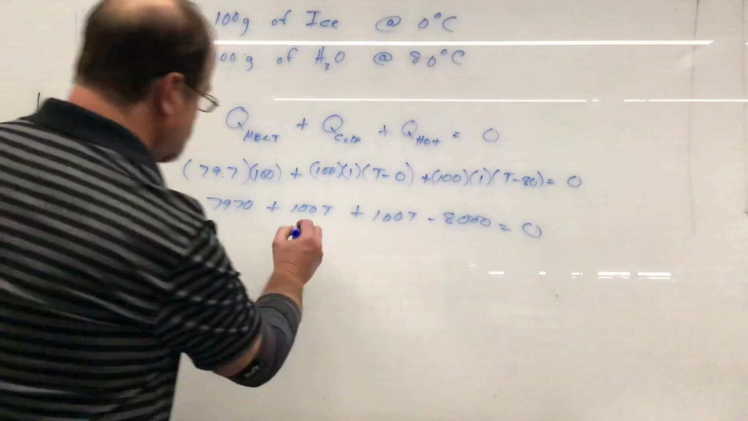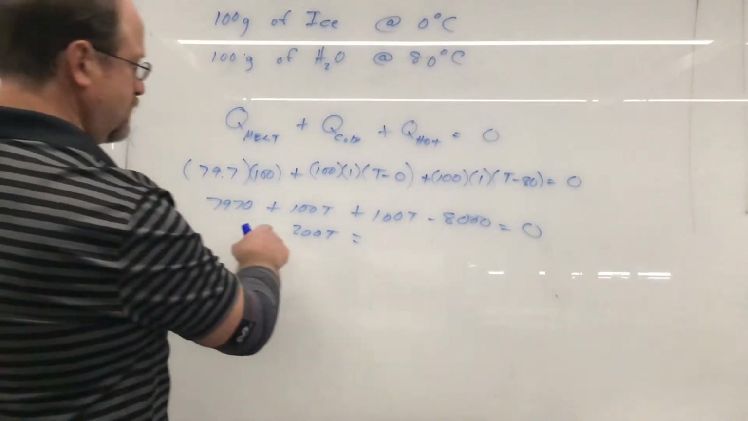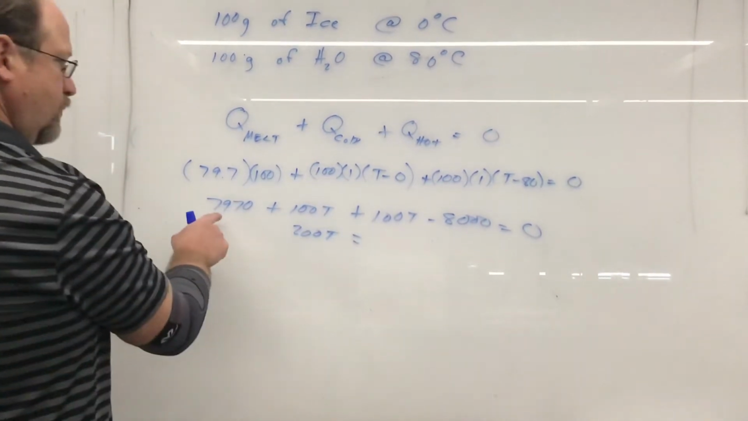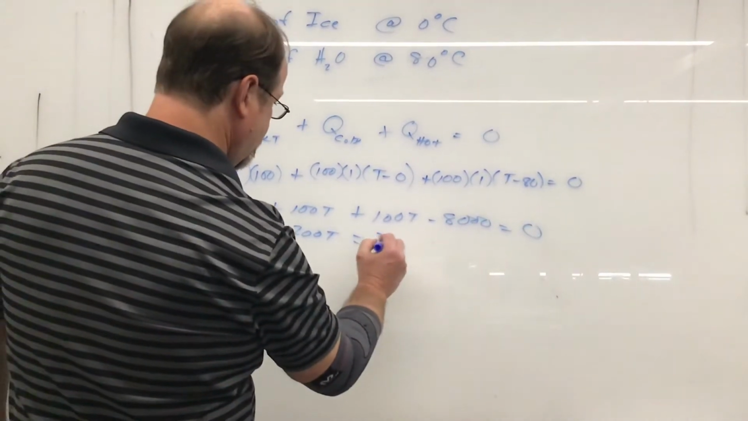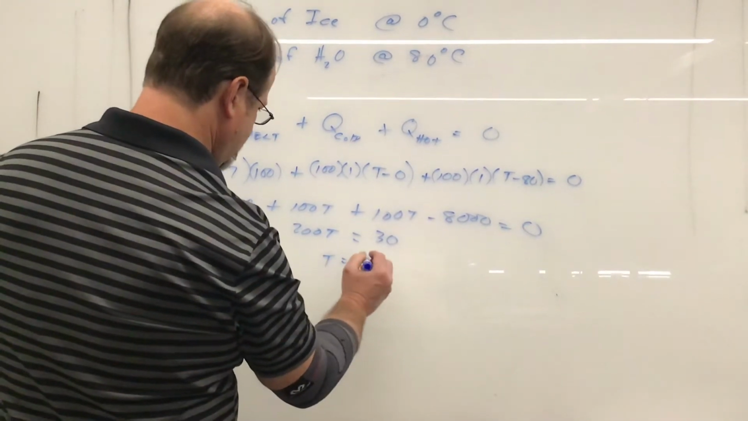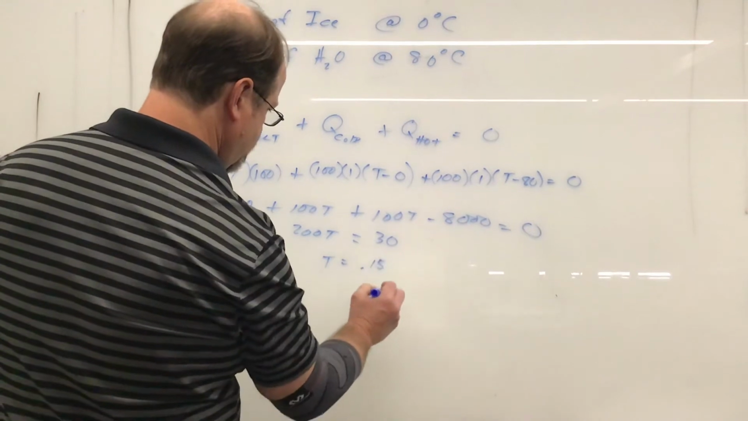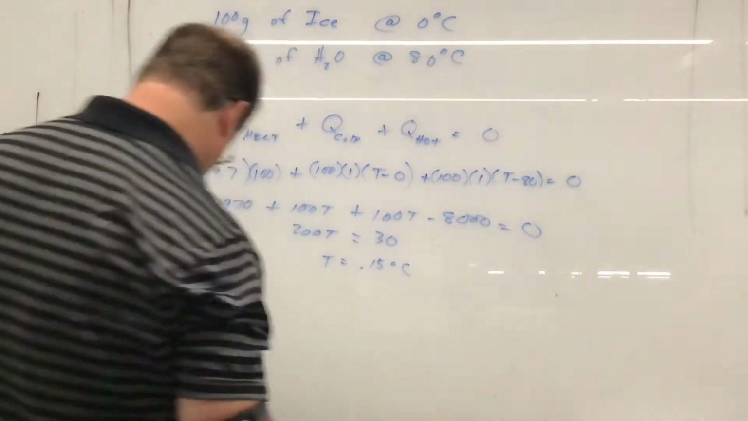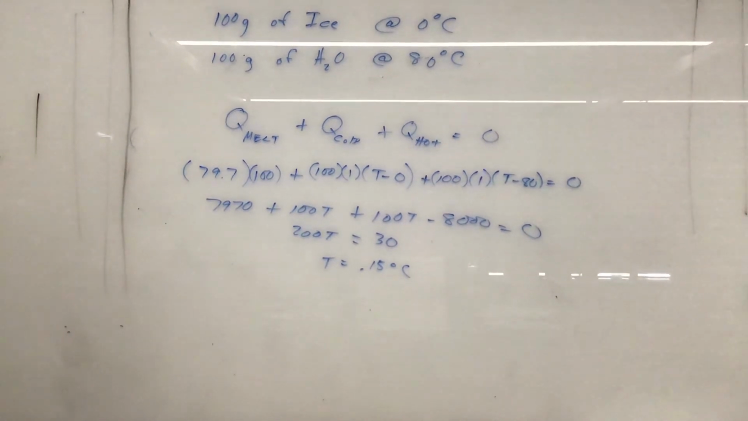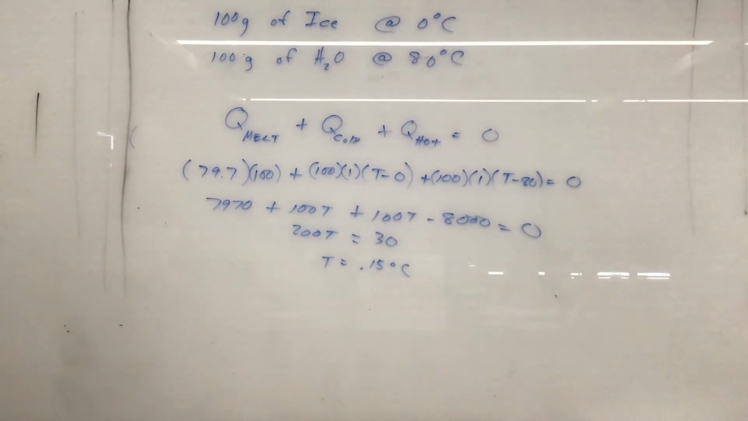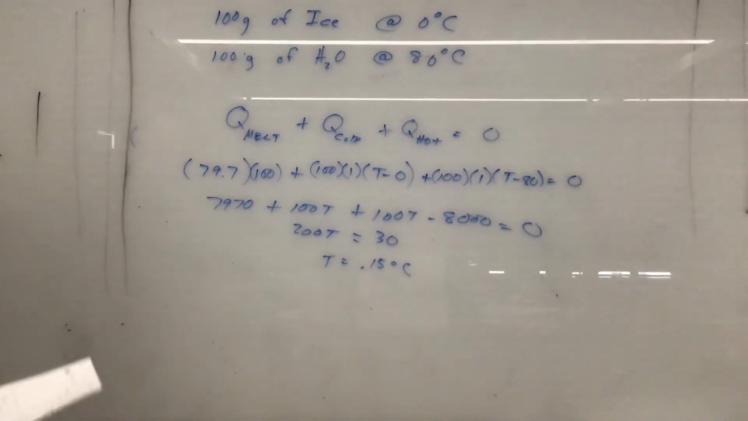And I've got 200T equals, and I've got slightly more negative than I've got positive here. That looks like I've got 30 over here. And T would be 0.15. Now, why does that look different than the example that I just gave? I don't know. I must have rounded off in my example. I don't think I missed anything here.